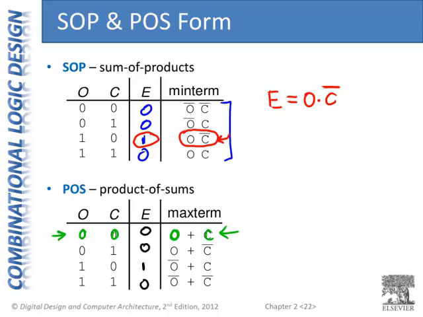So O or C, OR together. Here's another example, 0, 1. Well, this is the 0 in the input value, so O is a 0, so we'll have the true form. C is a 1 here, and so we're going to have the complement form in order to get that entire term to evaluate to false. We're going to get 0 or 1 bar, which is 0. 0 or 0 is going to evaluate to 0.